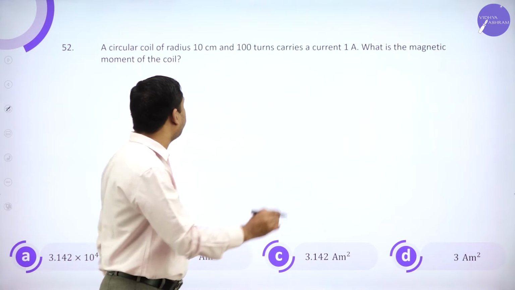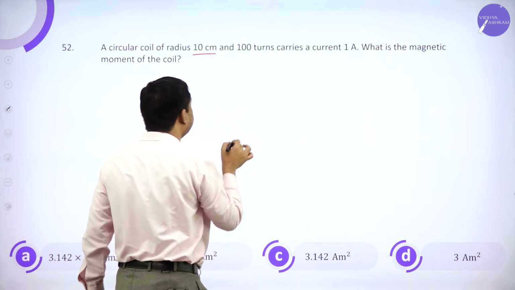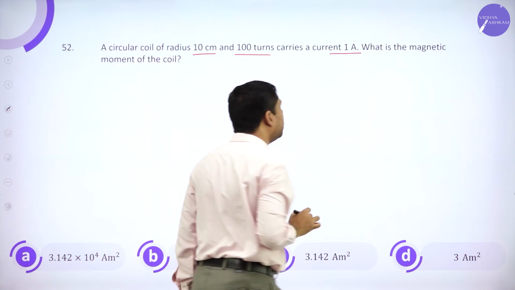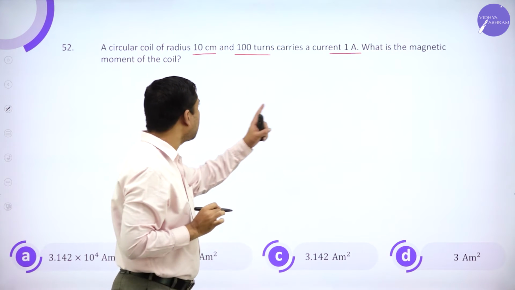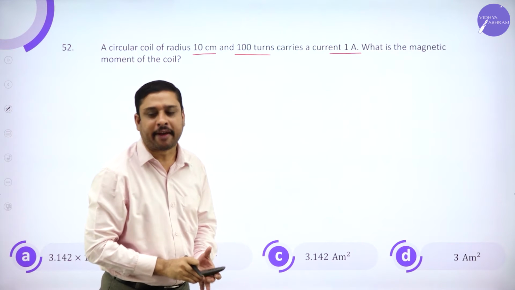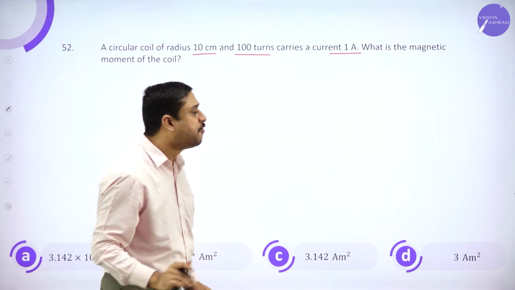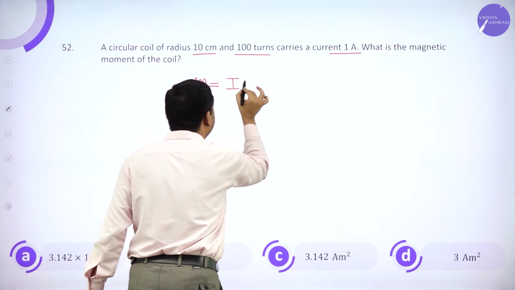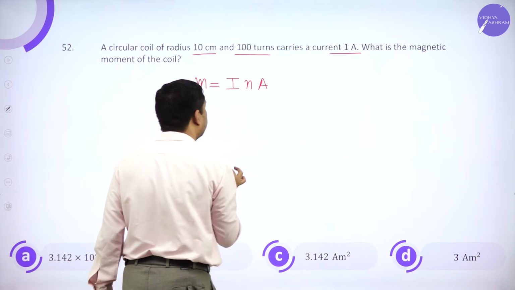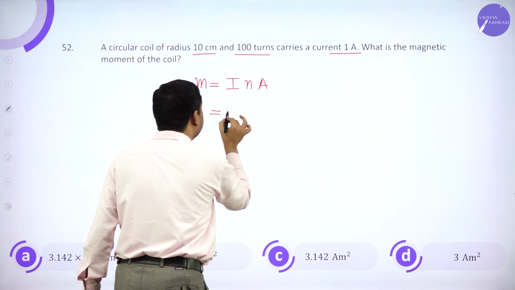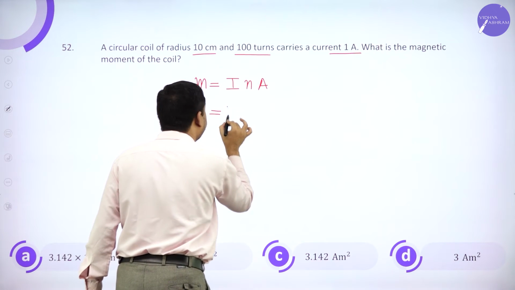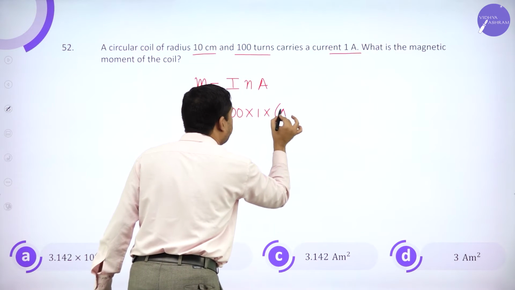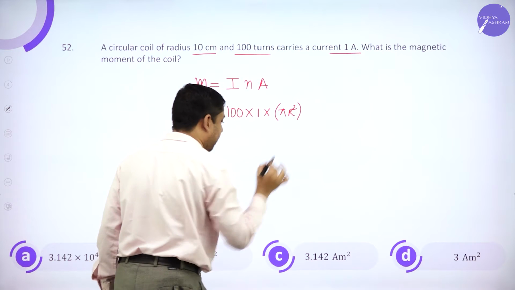A circular coil of radius 10 centimeter, 100 turns, carries a current of 1 ampere. Magnetic moment of the coil. So what is the expression for magnetic moment? M equals I N A or N I A. So N, there are 100 turns. I is 1 ampere. A is pi r square.